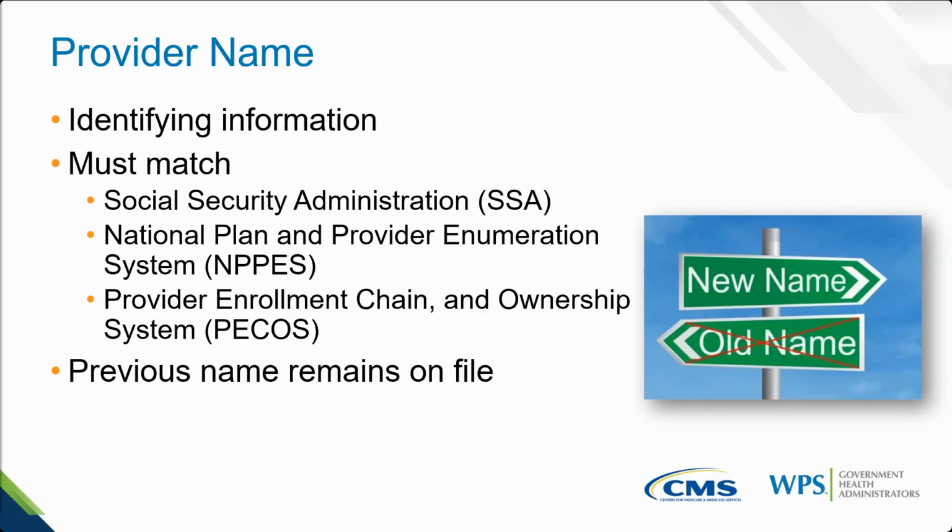That name also needs to be updated in the National Plan and Provider Enumeration System, also known as NPPES, so the provider's NPI. That name has to be updated. You can have a previous name on the NPI as well, but the current name, the legally registered name, needs to match the SSA. And as I mentioned, that all has to be in place in order for us to change it in PECOS. It is systematically impossible.